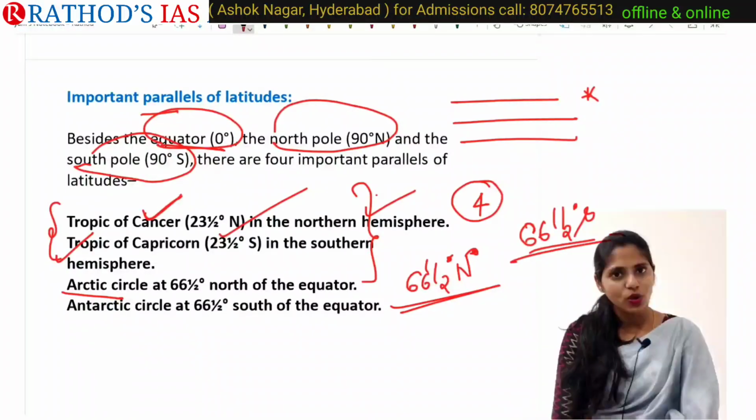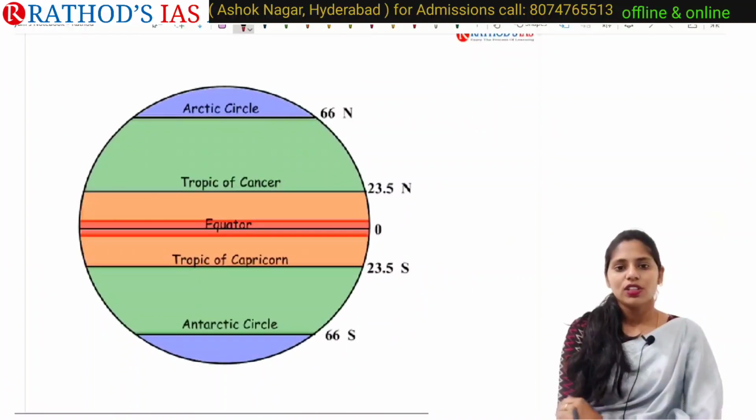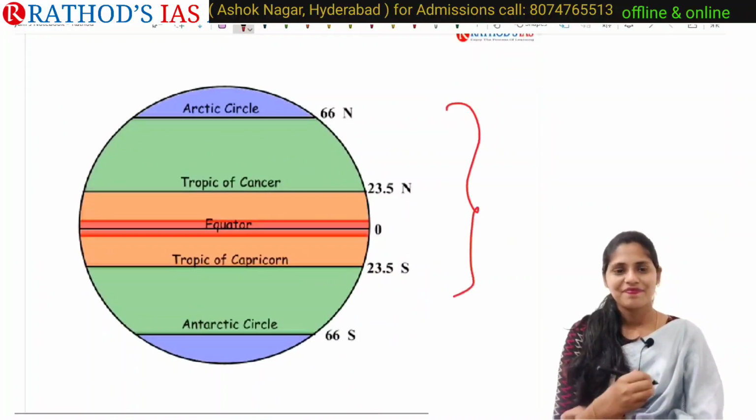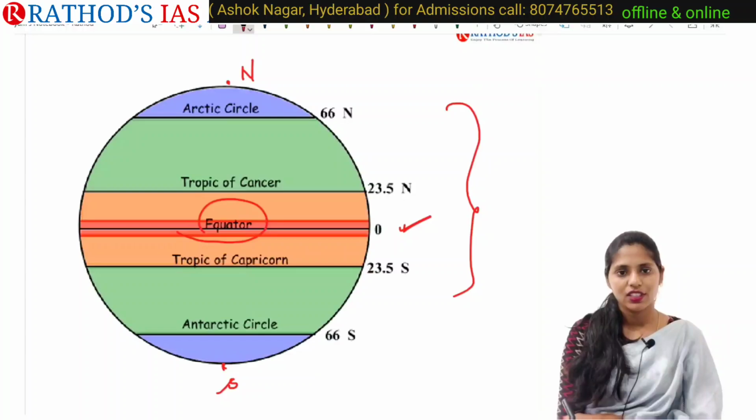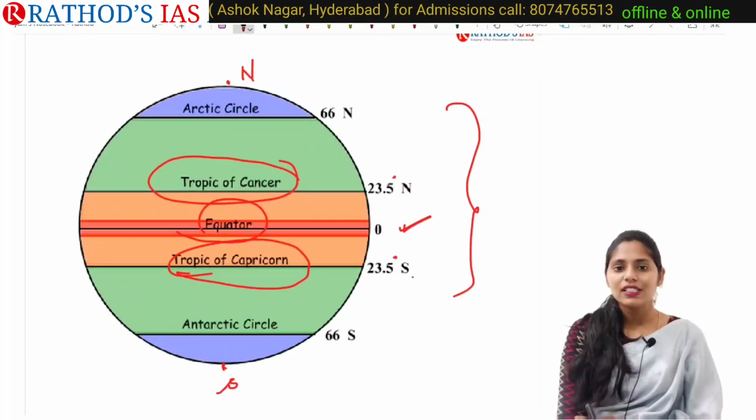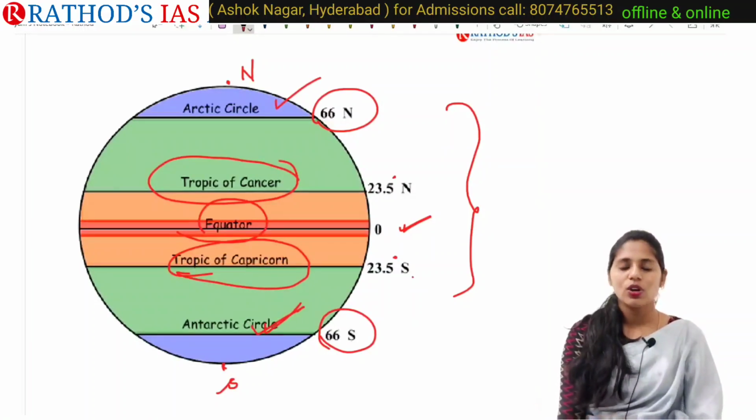Let us have a look at the diagram. These are the important parallels. Here we have the North Pole, and here we have our South Pole. This is our equator, which is 0 degrees, and this is 23.5 degrees north, the Tropic of Cancer. 23.5 degrees south is the Tropic of Capricorn. 66.5 north is the Arctic Circle. 66.5 south is the Antarctic Circle. So these are the important parallels.